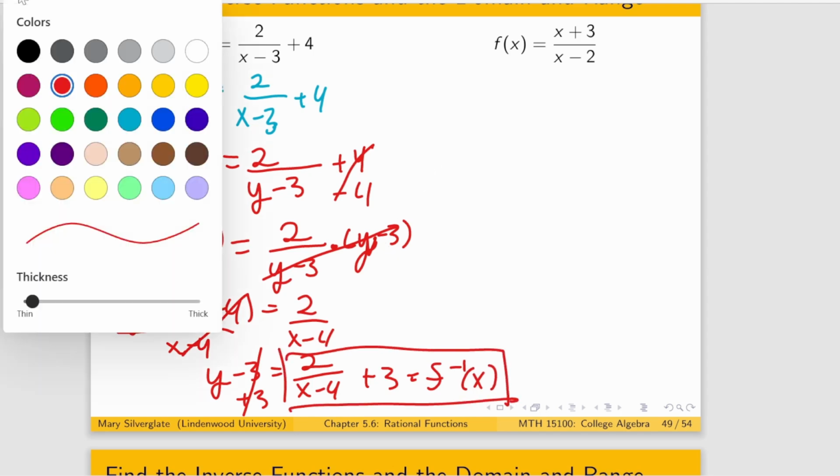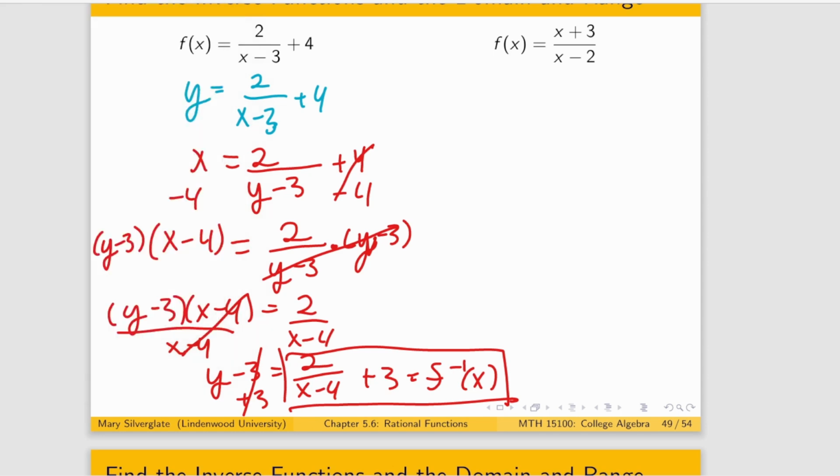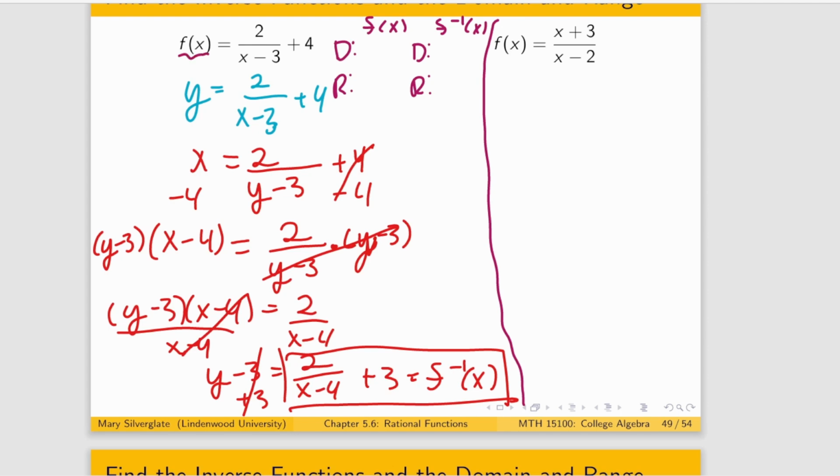And now we can talk about the domain and range of both the original and this new inverse. So we have f of x, we have the inverse of f of x, and let's talk about the domain and range of both. Just for the sake of space, I'm going to use non-interval notation, but it's good practice to translate this to interval notation. So in the original, what is x not allowed to equal? X cannot equal 3. So what does that mean about the inverse? For its range, y cannot equal 3.